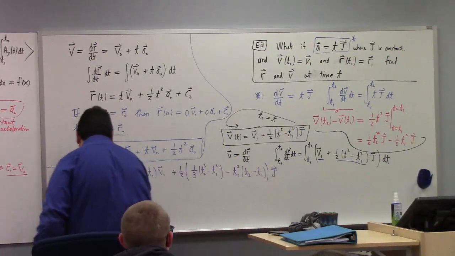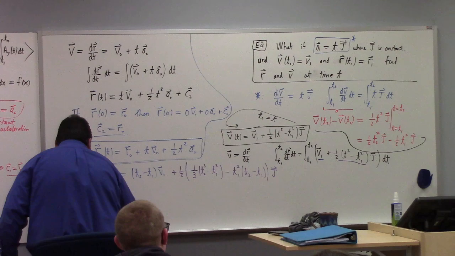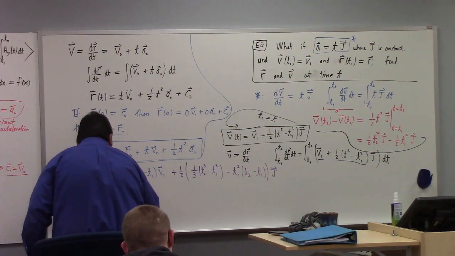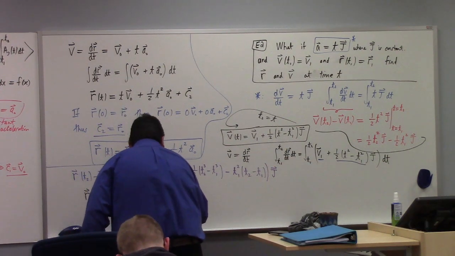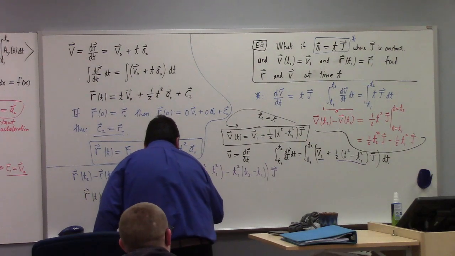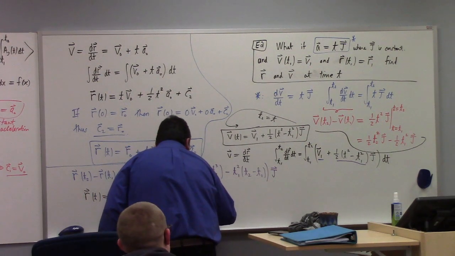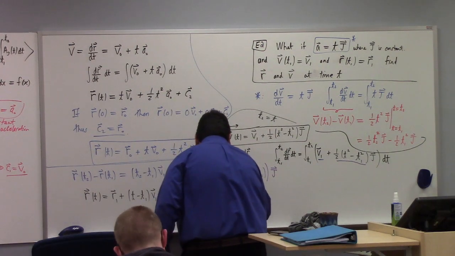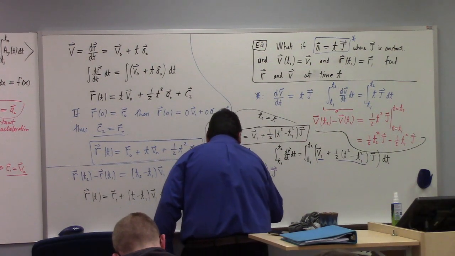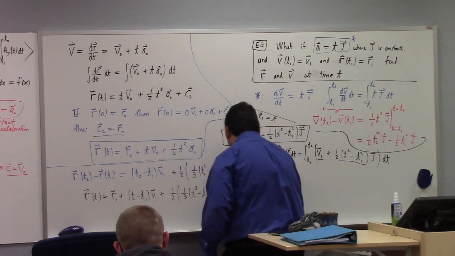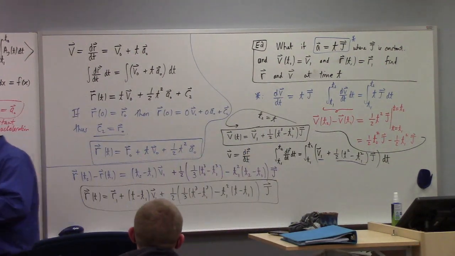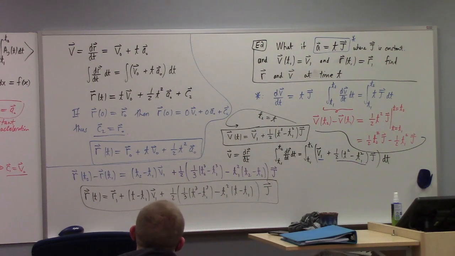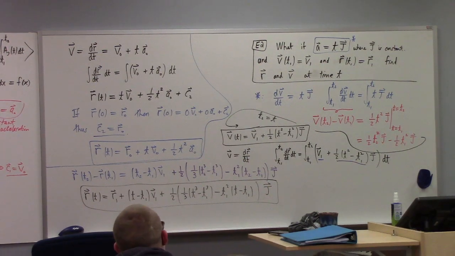What we get is r at time t is equal to r1 plus (t minus t1) times v1 plus 1/2 of 1/3 (t cubed minus t1 cubed) minus t1 squared times (t minus t1), all times j. And that is the formula for the position at time t, assuming that the acceleration is t times j, the initial position is r1, the initial velocity is v1. All right?